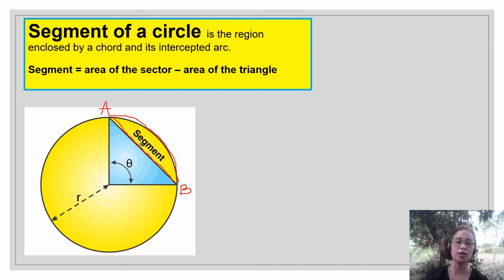So this portion here, the yellow part, which can be visualized as like the crust or the edge of a pizza, is what we call the segment. So basically, how do we solve for this? We have a general formula for this. Simply, we solve for the area of the sector. To visualize, this is the sector, or the part of the whole area of the circle. Then we simply subtract the area of the triangle, so minus the blue one, or the triangle.